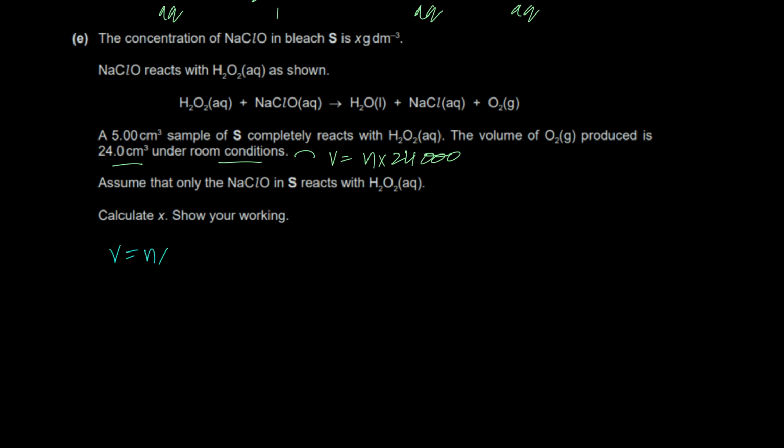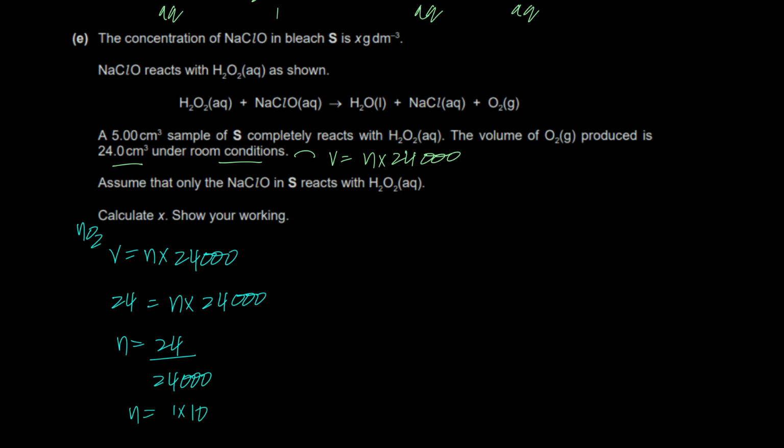V is equal to N times 24,000. That's basically, we want to figure out the moles of O2, right? So V is given, 24, and N times 24,000. N equals 24 divided by 24,000. What do we get? N is equal to 1 into 10 raised to the power minus 3. These are the moles of oxygen.